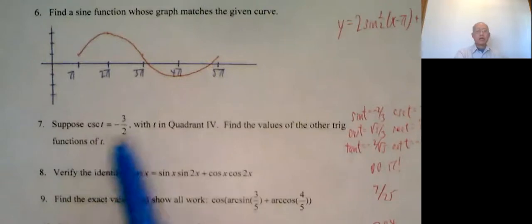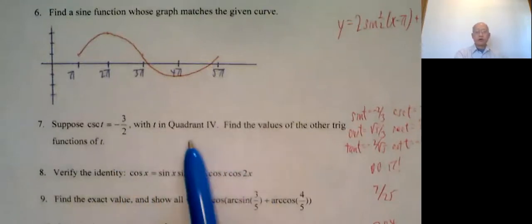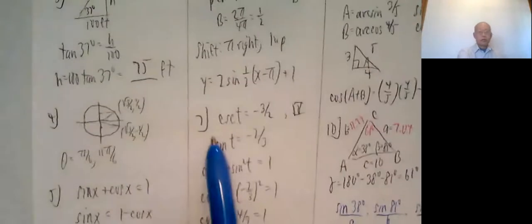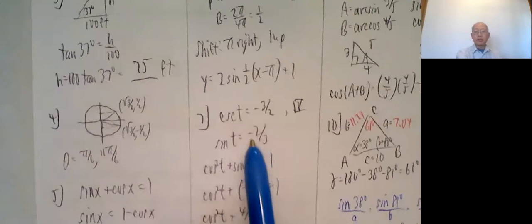Number 7, cosecant t is negative 3/2. T is in quadrant 4. Find all the other trig functions. Cosecant is negative 3/2. Therefore, the reciprocal, sine of t, is negative 2/3.